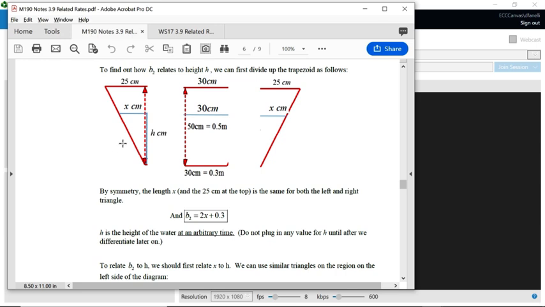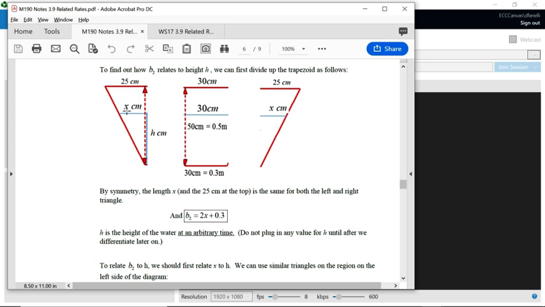What are the corresponding sides? Well, the smaller triangle, we have x and h. So we have, for instance, the ratio of x to h in the smaller triangle. Well, that has to be the same as the ratio of this side, the 25, to this side. And this side here is the total height of the trough. Okay? And that was given to us as 50 centimeters.